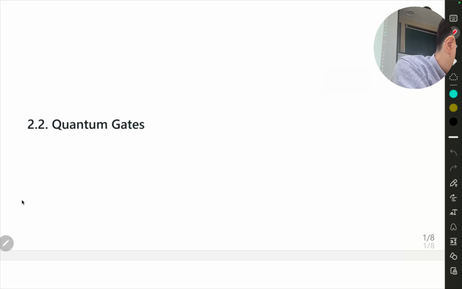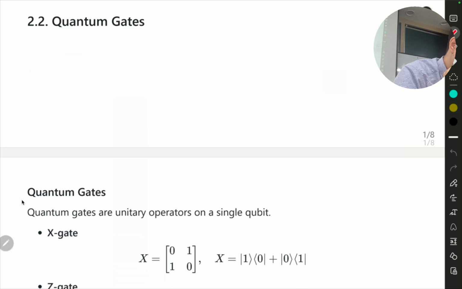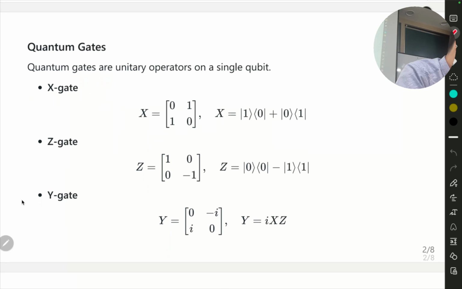Okay, so quantum gates. Now we are in the real quantum computing business. So there are basic gates and there are some special gates. The basic gates are X, Z, and Y gates. These are basically the same action as Pauli X, Pauli Z, Pauli Y. However, in the real quantum computer, the Y gate is not implemented because if you put XZ together, then you get Y. So basically X and Z are the main gates.